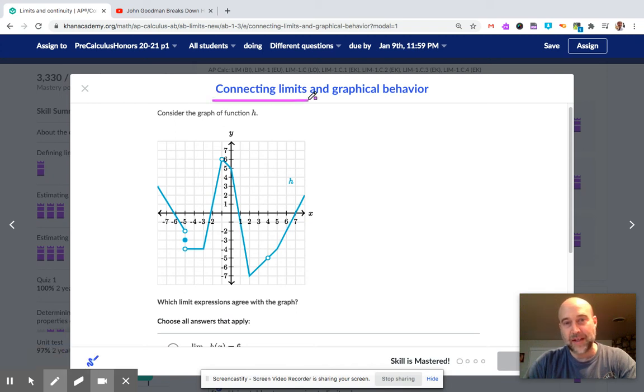We're connecting limits and their graphical behavior here. So there's nothing new on these. It's just a matter of making sure that it is what it is. We have multiple answers that could be, so just kind of be careful on that.